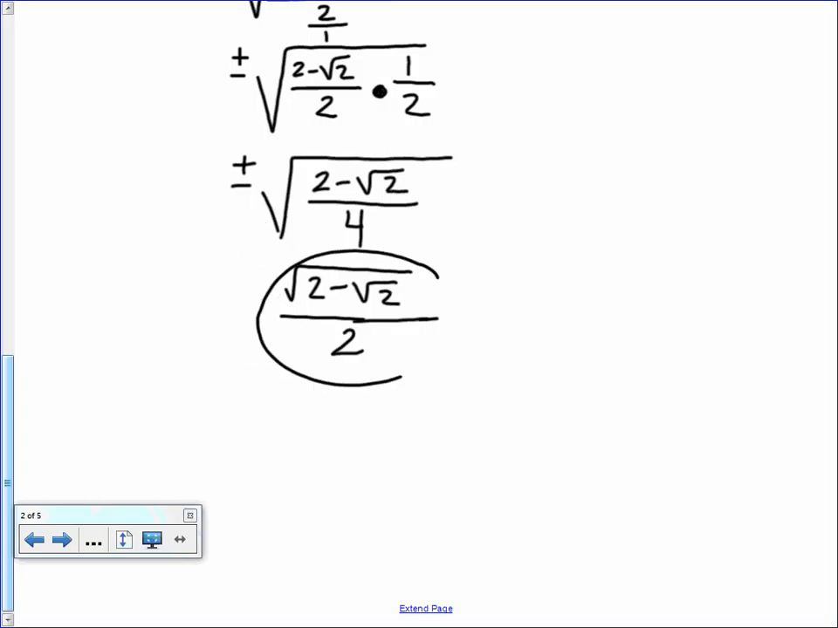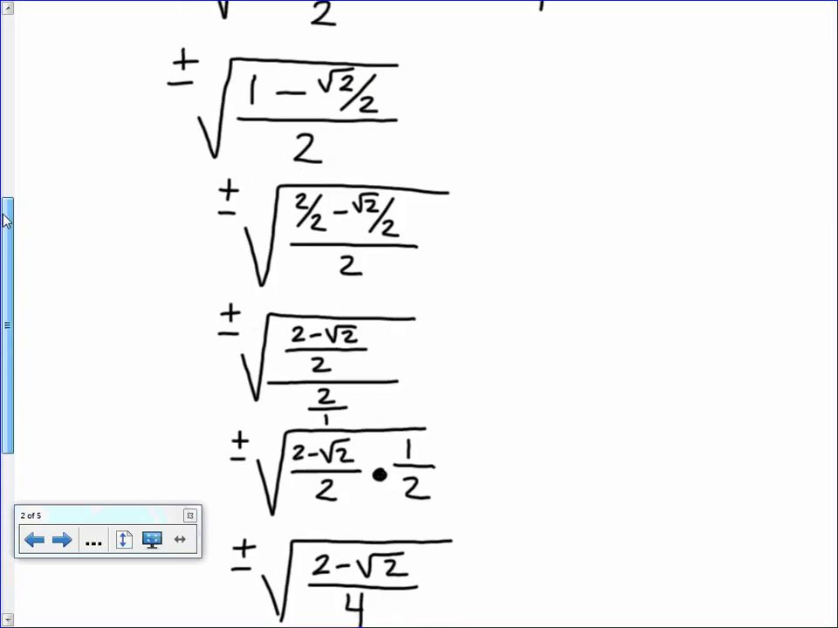If you put this into your calculator, which would take a little bit, the square root of 2 minus the square root of 2 over 2, you get a really weird decimal. Do you think if you plugged in the sine of 22.5, you'd get the same weird decimal in your calculator? Right?